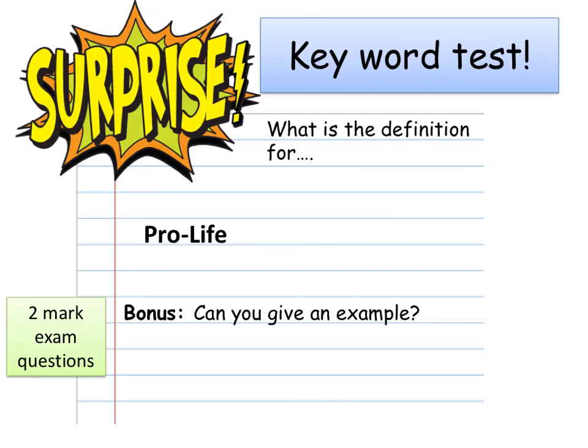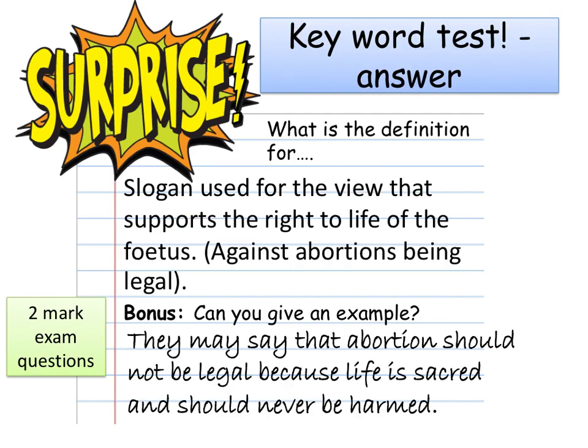What is the definition for pro-life? Pro-life is a slogan used for the view that supports the right to life of the fetus. This is against abortions being legal. An example of a reason why somebody may be pro-life is that they may say that abortion should not be legal because life is sacred and therefore should never be harmed.